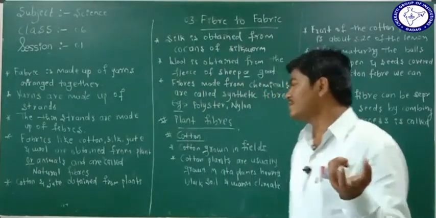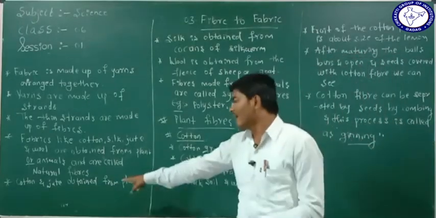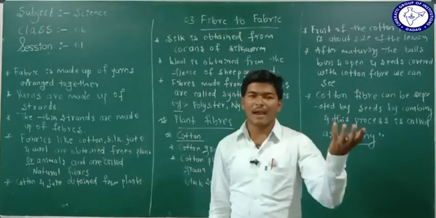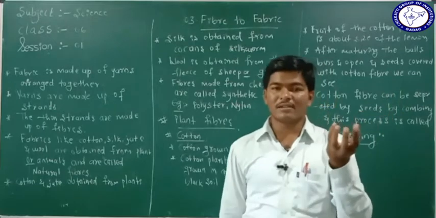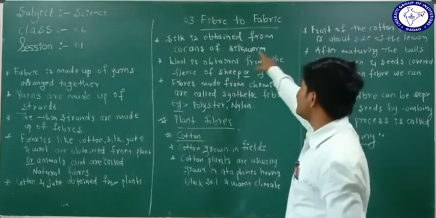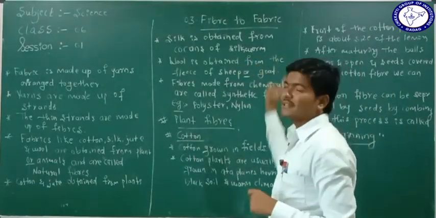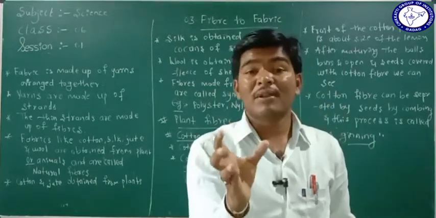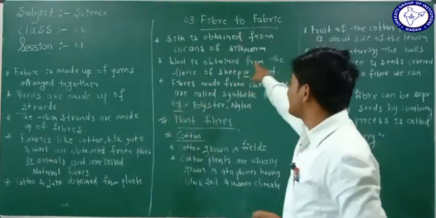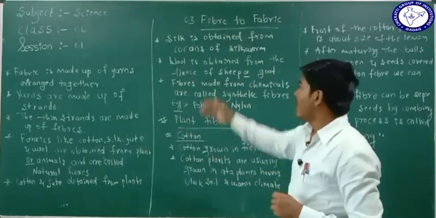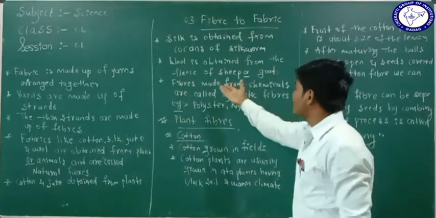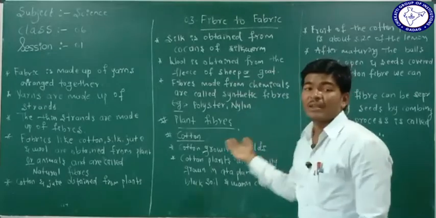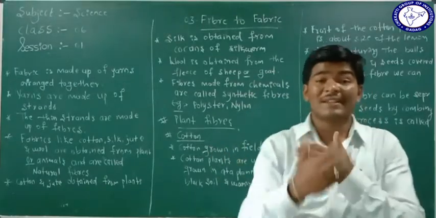So that will be seen here now. The cotton and jute are obtained from the plants. These are the plant fibers. And next, silk is obtained from the cocoons of the silkworm. The fiber of the silk will be obtained from the cocoons of the silkworm. And wool is obtained from the fleece of the sheep or goat. Wool is obtained from the fleece.